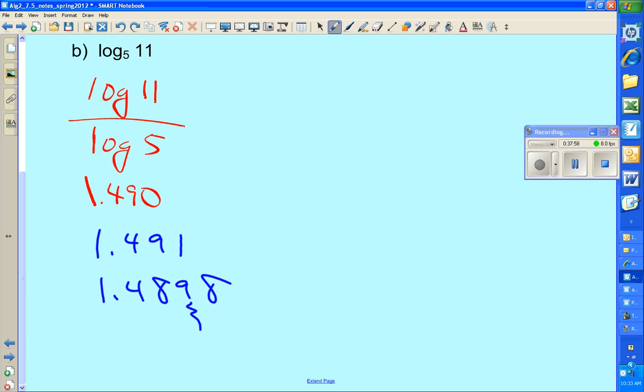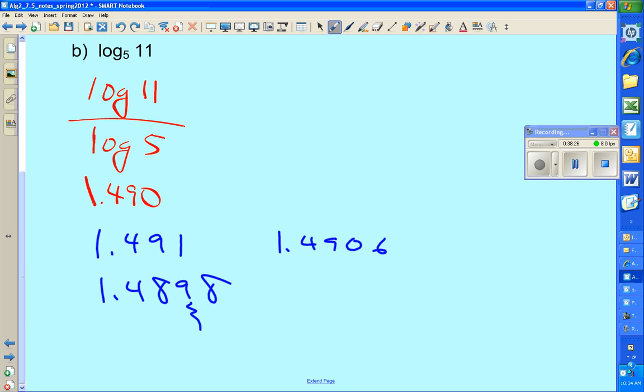If you put a 1 here, you're telling me that it went 491 and then something less than a 5 is the next number. Or it was 490 and then something more than a 5. So like if we had 1.4906, that would become 1.491.